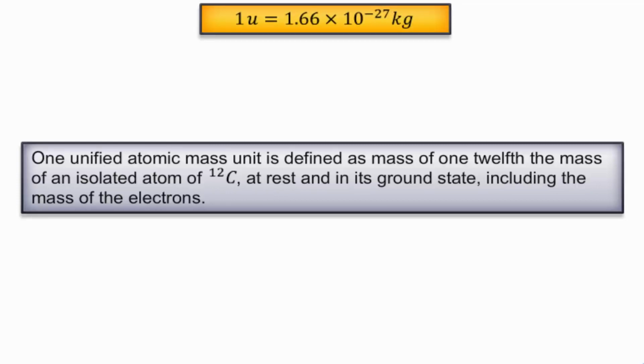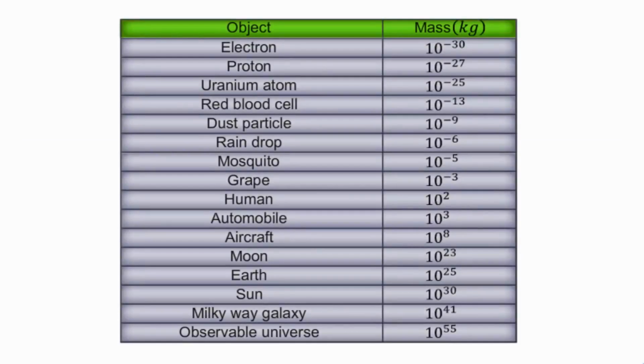The masses of different objects we come across in the universe have a huge variation. The table that follows shows the range and the order of the masses of different objects.